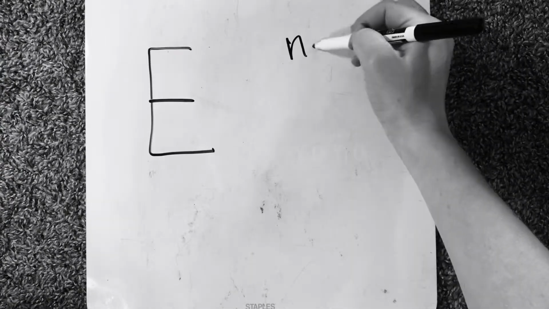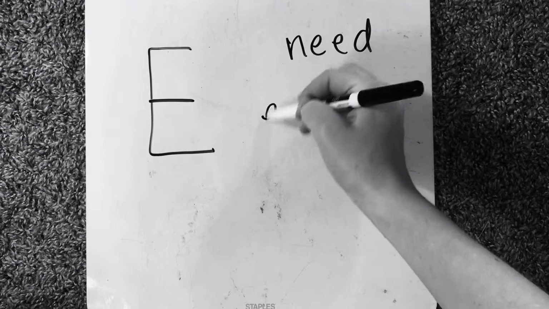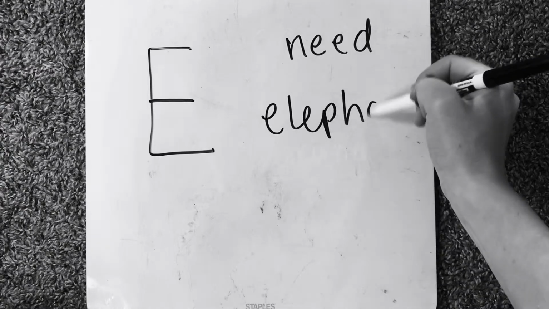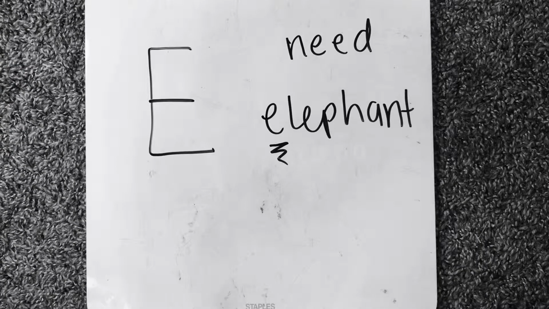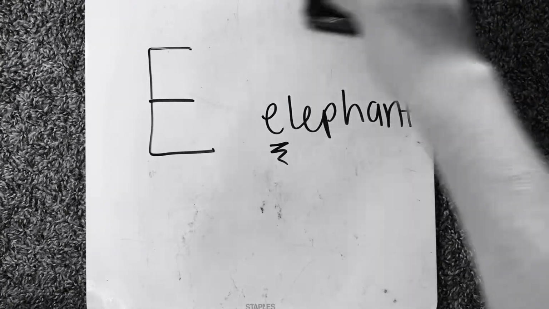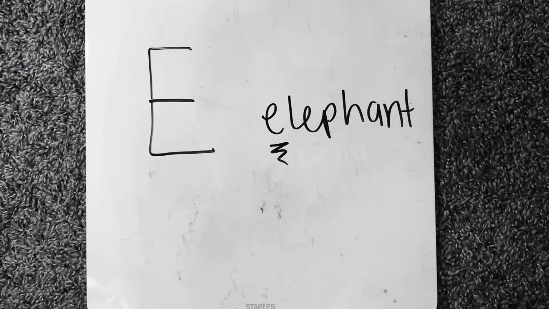Now let's continue with the English E. In English, this vowel can be pronounced in 2 different ways, like E in need or like E in elephant. However, in Spanish, E is pronounced the same way every time. In Spanish, E is pronounced like the way we pronounce the E in elephant. E, E, E. Here are some examples of Spanish words that demonstrate this pronunciation of the letter E.